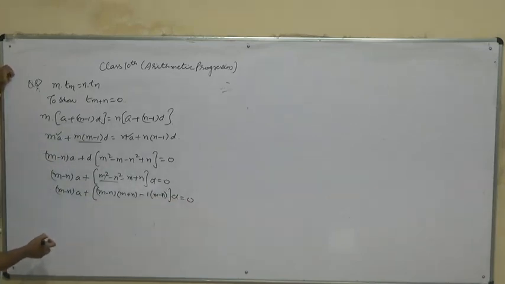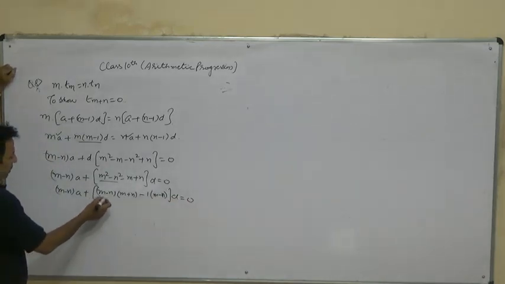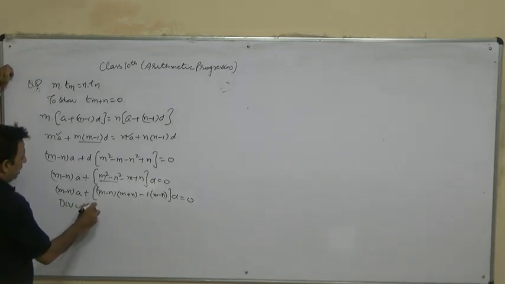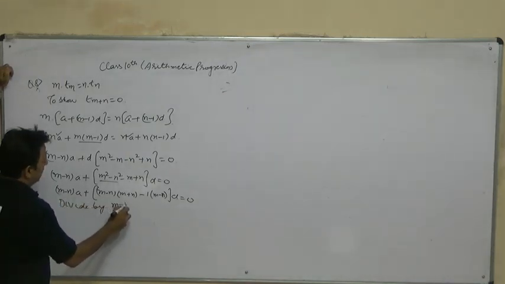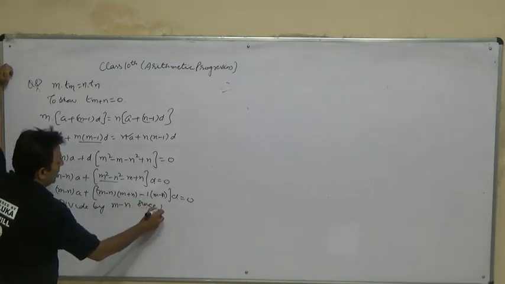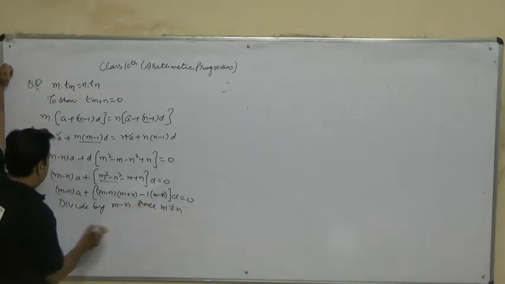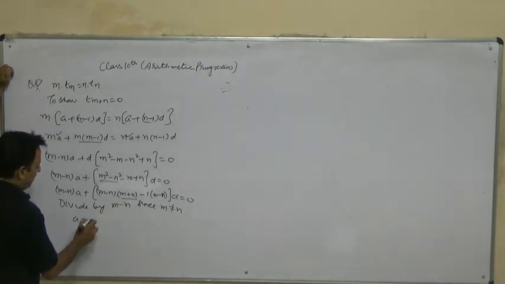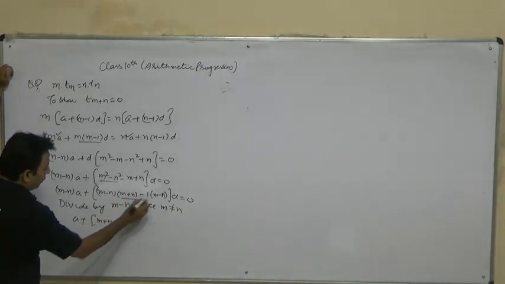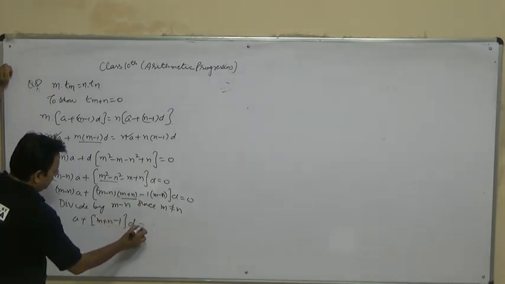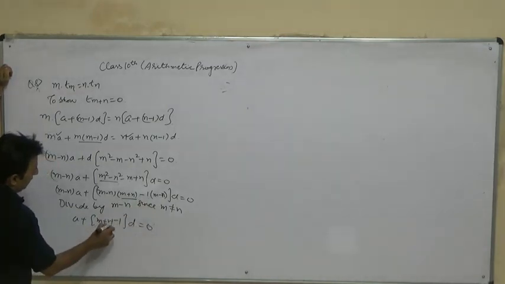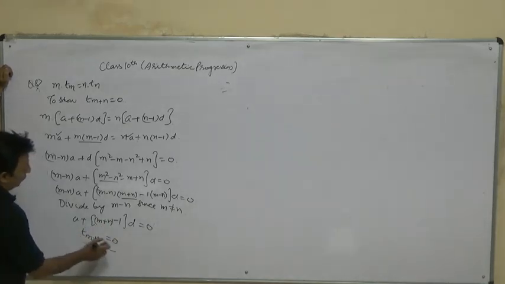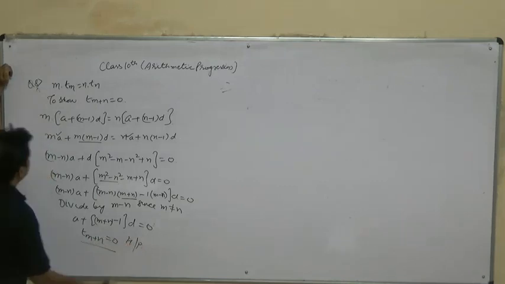So divide by m minus n, or we can say take m minus n common from here, since m is not equal to n. So a plus, this will remain here, m plus n minus 1 into d is equal to 0. Which is the same as T(m plus n) is equal to 0. So which we had to prove, hence proved.